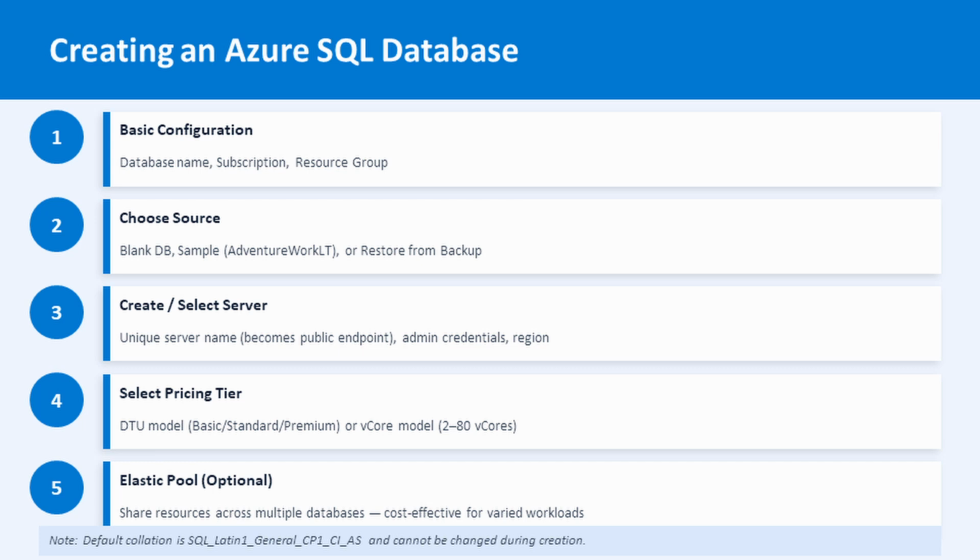Step 3 is providing a server. Every Azure SQL database must belong to a logical server. If you already have one, you can select it. If not, you create a new one by providing a unique server name. This becomes part of the public endpoint URL, for example, yourservername.database.windows.net, along with an administrator username, password, and the Azure region where the server will be hosted.